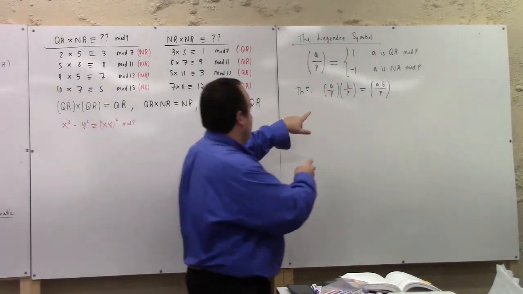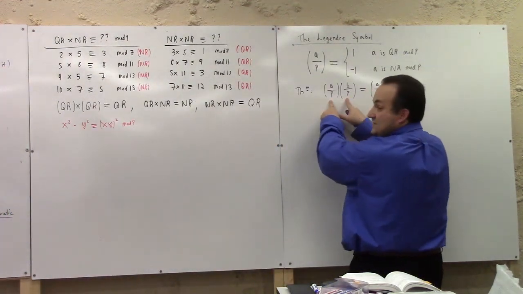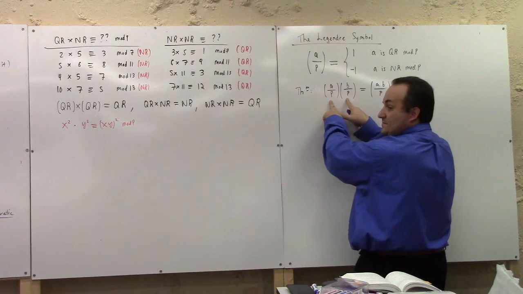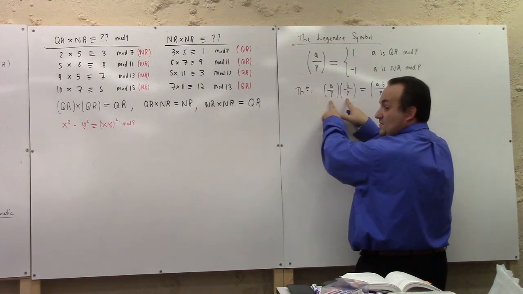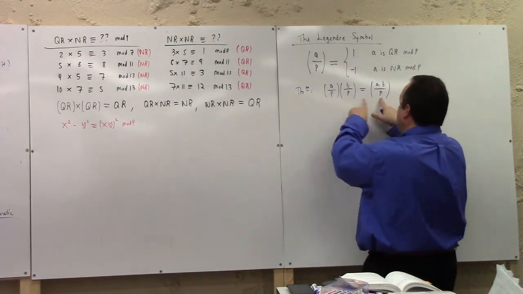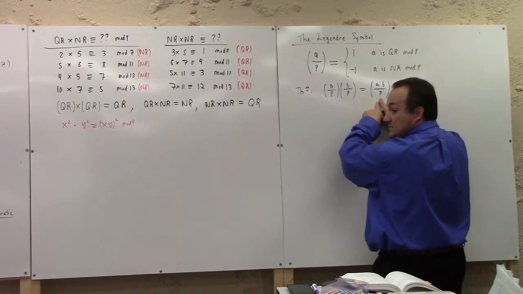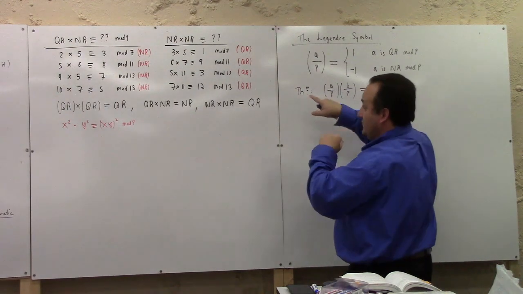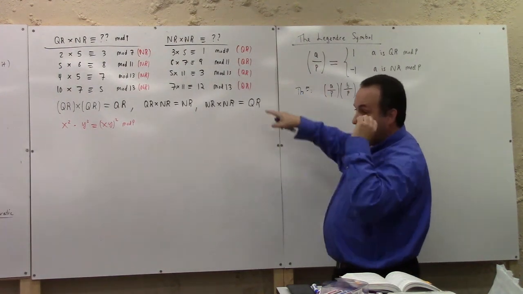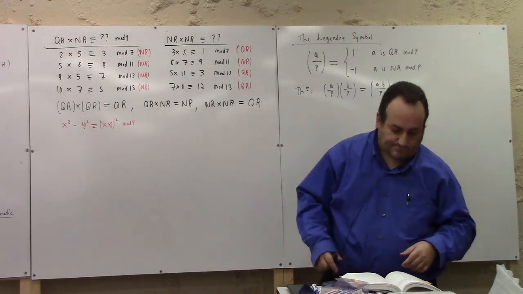So if this is not a residue and that's not a residue, the Legendre symbol is minus 1 for both. So minus 1 times minus 1 gives me plus 1, which means that this is a quadratic residue, just as we are observing over here, for example.